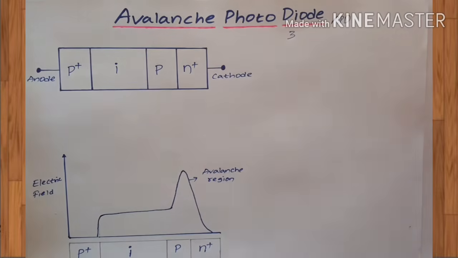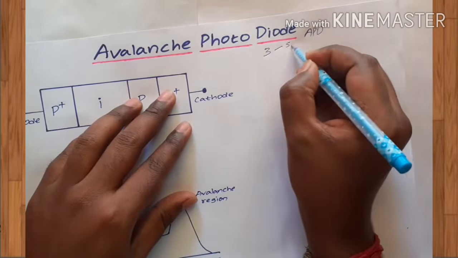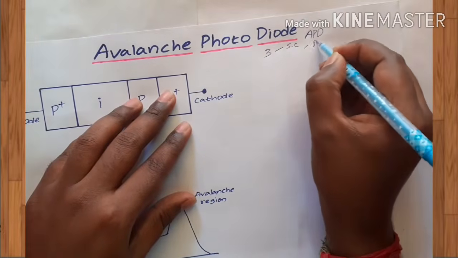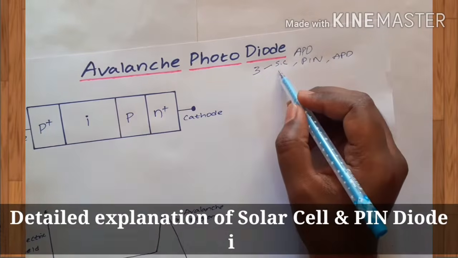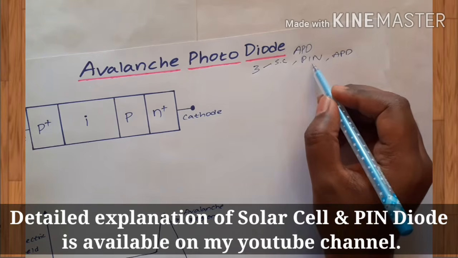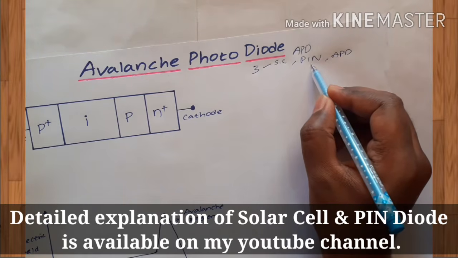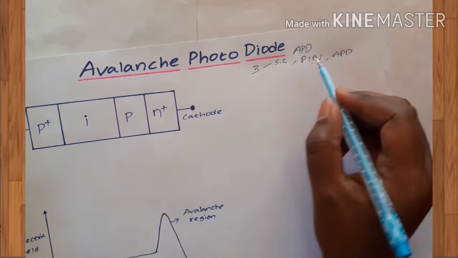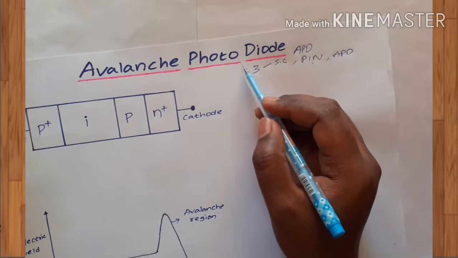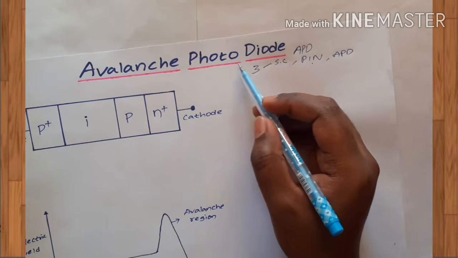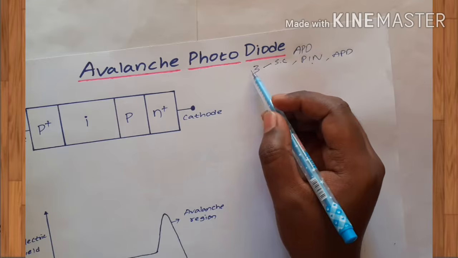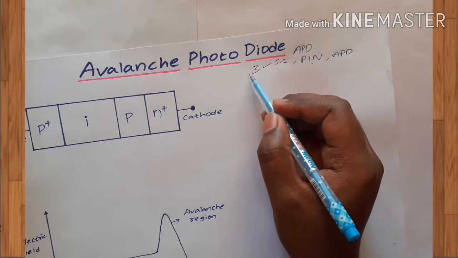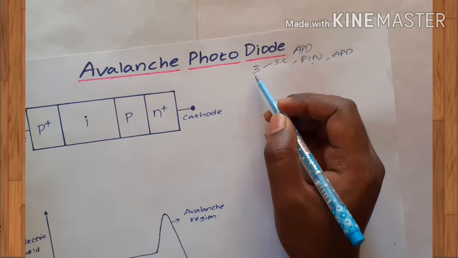Basically, photodetectors are broadly classified into three types: solar cells, PIN diode and APD, that is avalanche photodiode. The detailed explanation of solar cell and PIN diode is available on my YouTube channel. So in the present lecture I will concentrate more on the avalanche photodiode. I will explain the full concept beginning from its device structure, construction, working, limitations and its advantages.